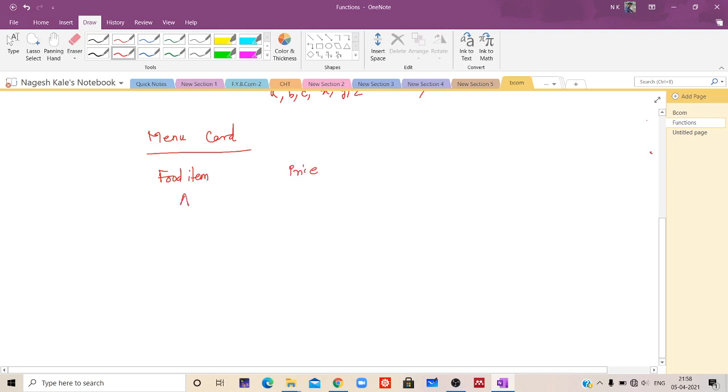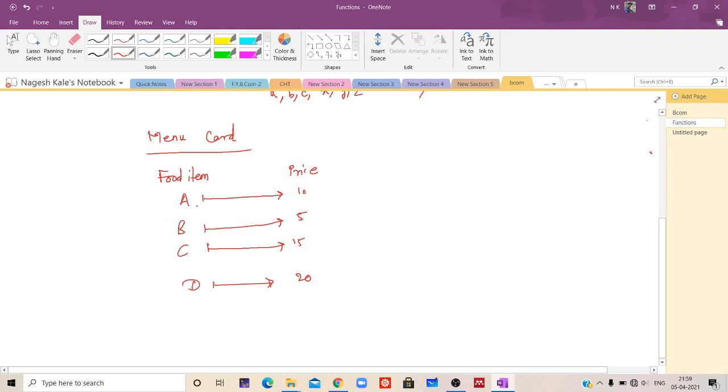So here will be some food items like A, B, C, and here will be some prices, for example 10 or suppose 5 or suppose 15 or suppose 20. So these are the prices. Now you can easily understand that for every food item there is some price associated with it. For example, price of A is 10, price of B is 5, price of food C is 15, price of food D is 20. Every food item has a unique price.